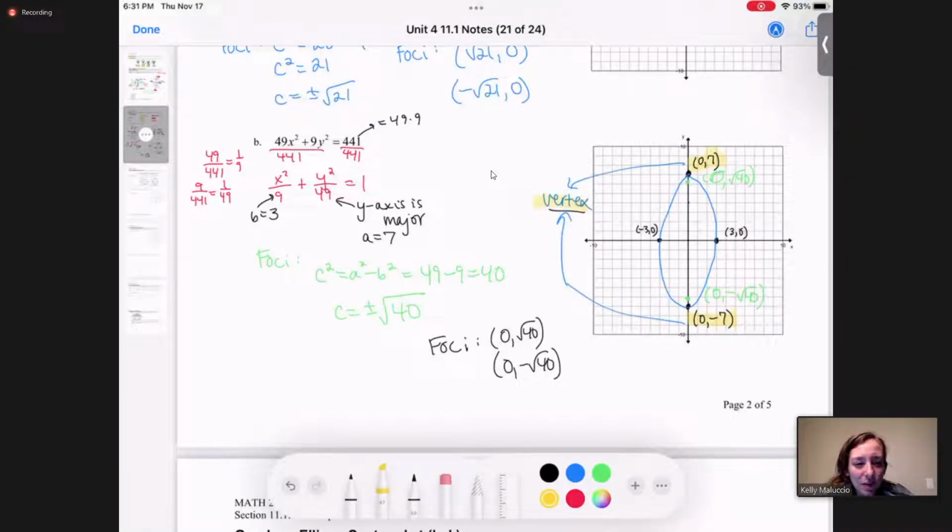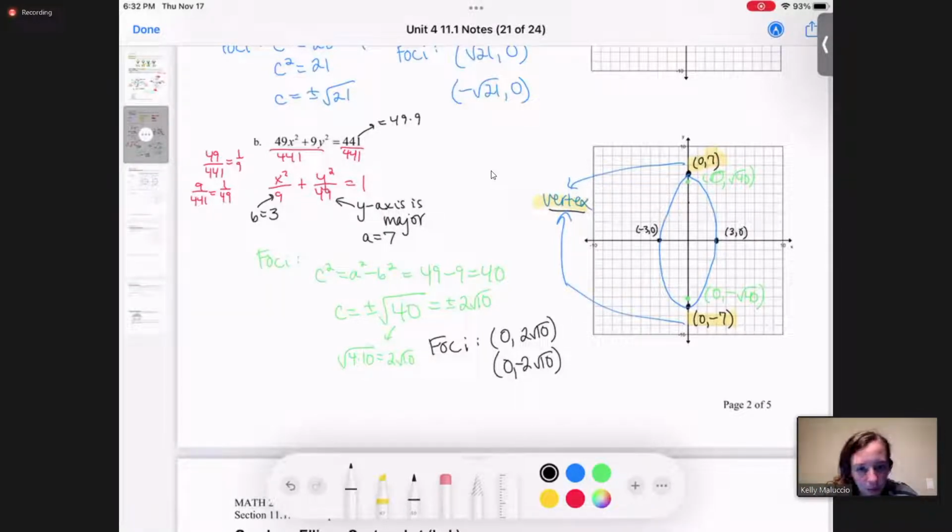Now you could simplify. I should have maybe done this, and maybe some of you already did. You could simplify 40 to be the square root of 4 times 10, which is 2 root 10, right? So you could have done plus or minus 2 root 10. That might be a nicer answer than just the square root of 40. However, they're the same thing, right?